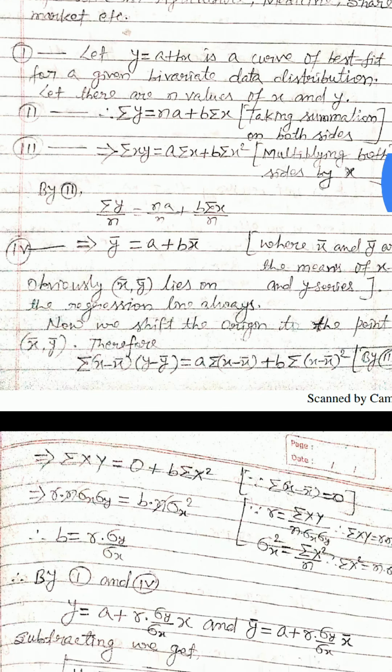Okay, so now we simplify this. According to the previous video, we write it here: x minus x bar is capital X, y minus y bar is capital Y, is equal to a into summation of (x minus x bar). What is this? This is 0, always. I think all of you students know this. Why is this 0? Because the sum of deviations of all the values from their mean is equal to 0.